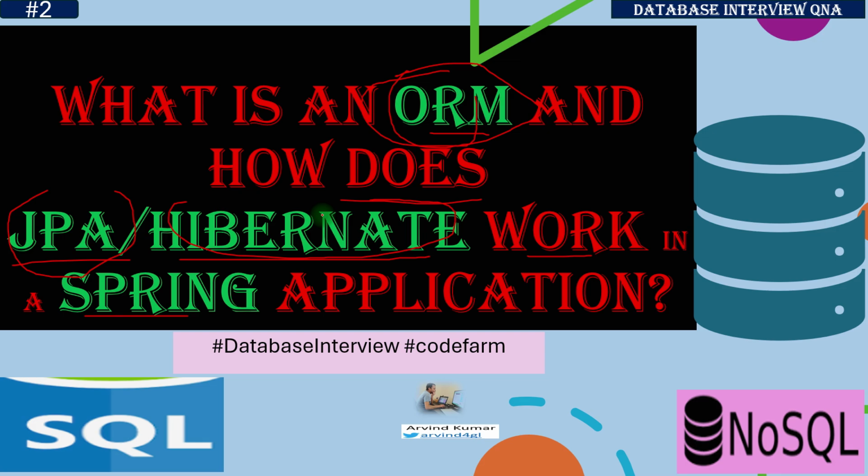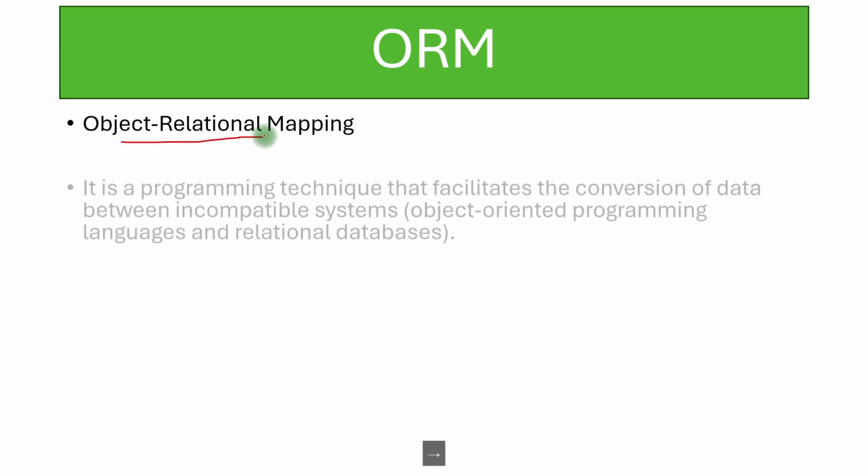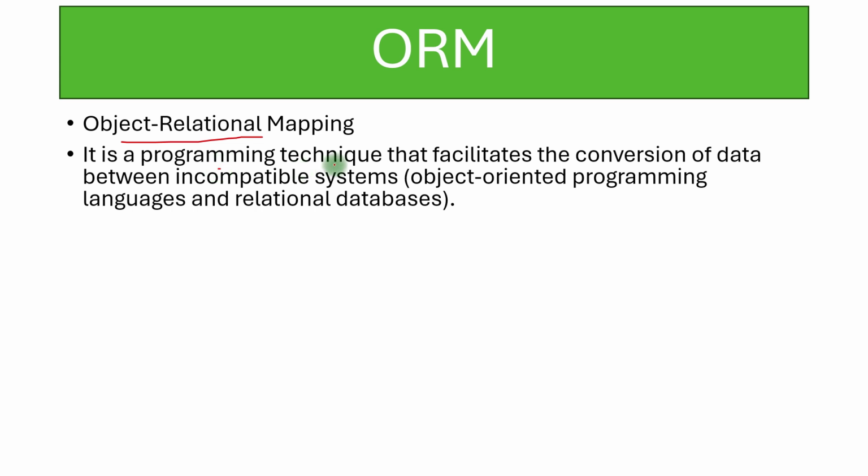Okay, so moving ahead in the video, let's see the ORM. That is the first thing. ORM stands for Object Relational Mapping. It is a programming technique that facilitates the conversion of data between incompatible systems. What are those incompatible systems? These are the object oriented programming language and relational databases.